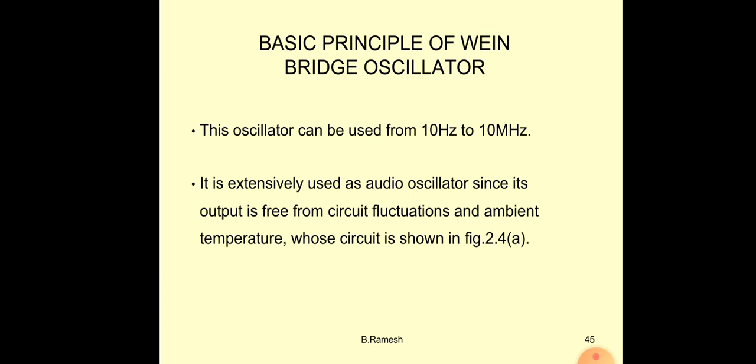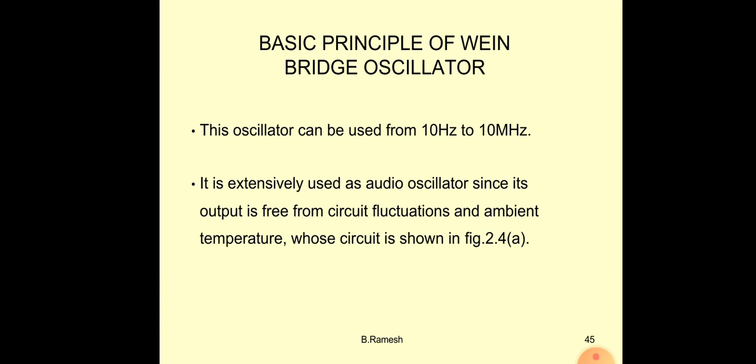So further, there is no need to change the phase shift. We should not add any extra circuit to produce a phase shift. So that is the basic principle of Wien bridge oscillator. This oscillator can be used from 10 Hz to 100 MHz. It is extensively used as an audio oscillator since its output is free from circuit fluctuation and ambient temperature.